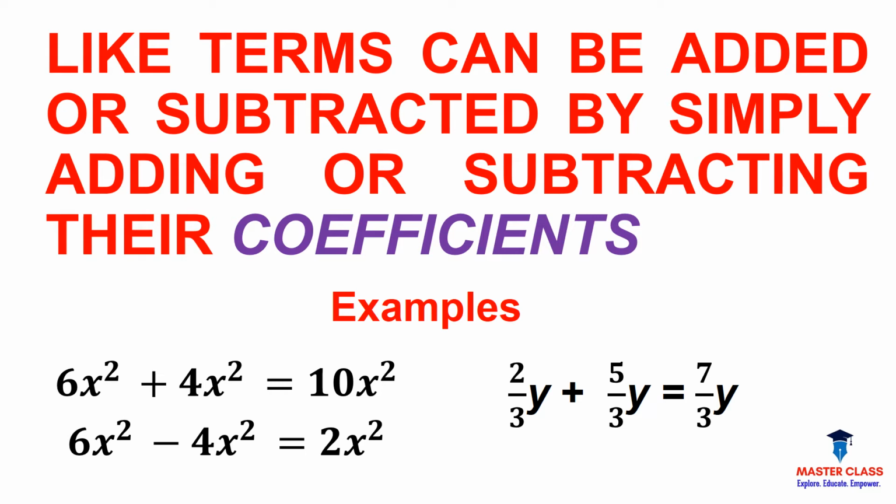In the third example, the variable is y. Here 2/3y can be added to 5/3y by simply adding the coefficients of y together. Therefore, 2/3y plus 5/3y will give 7/3y.